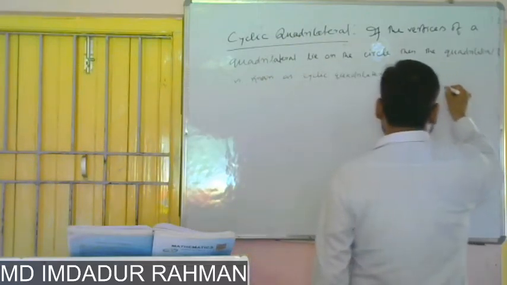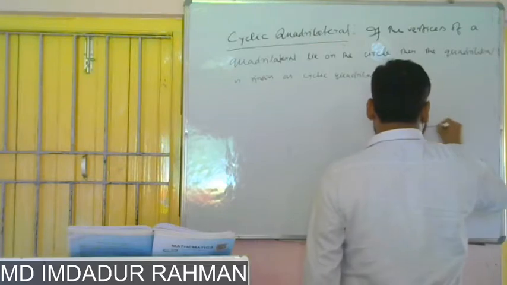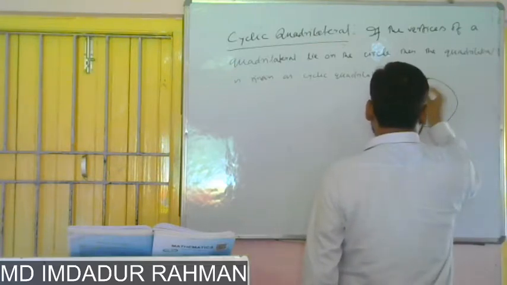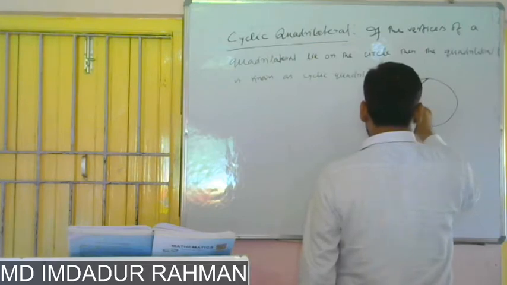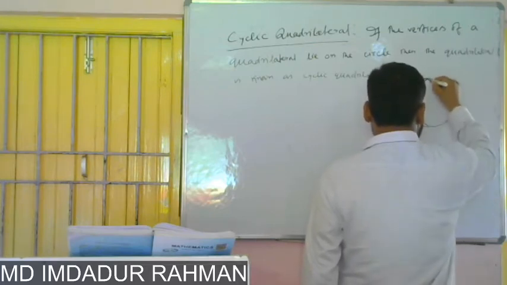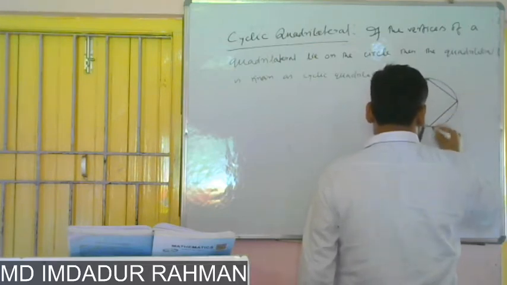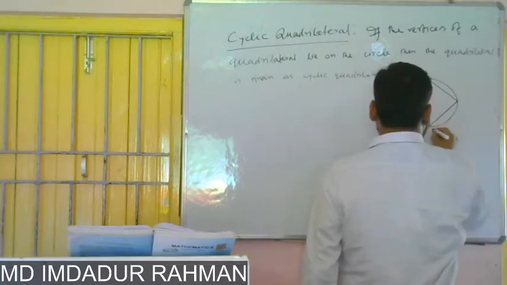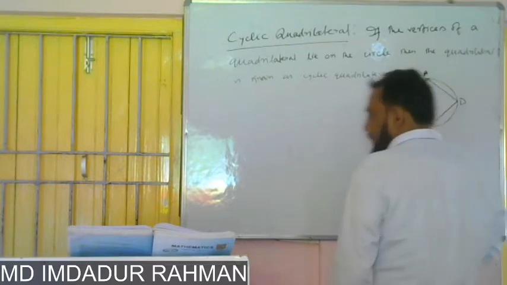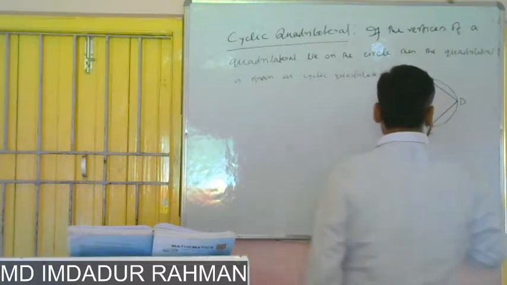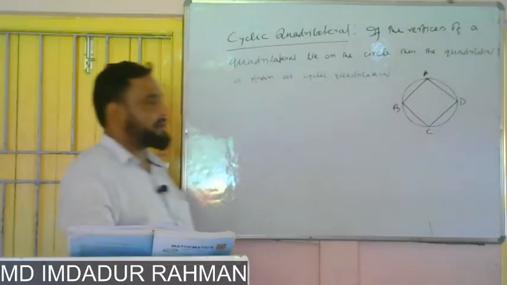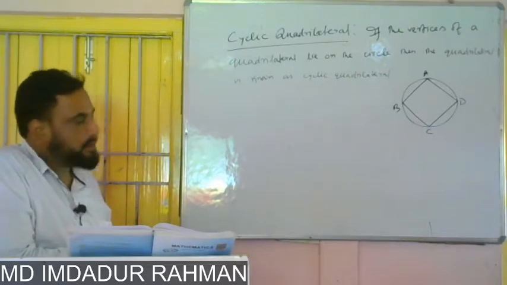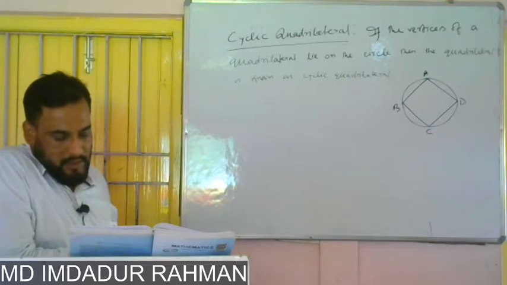Let us draw a cyclic quadrilateral. Suppose ABCD is a quadrilateral whose vertices lie on the circle. You see, this is your cyclic quadrilateral.